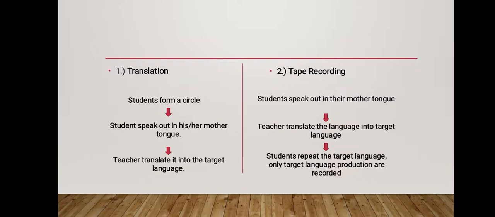Okay? Next, tape recording. Students speak out in their mother tongue. Then the teacher translates the language into the target language. Then that's the time that the language production is recorded. Again, here in community language learning, students can speak in the vernacular. Then the role of the teacher here is translator. Then that's the time that the target language production is recorded.